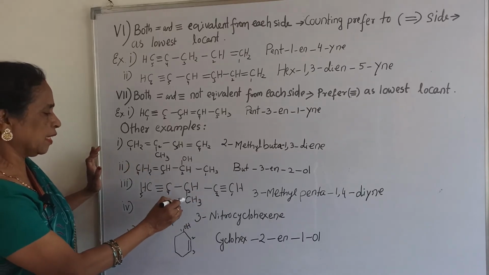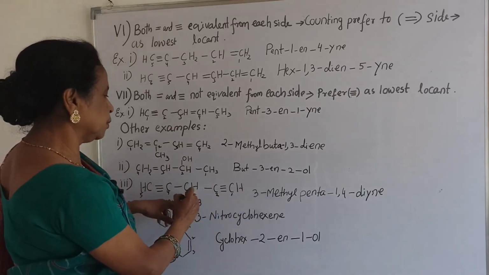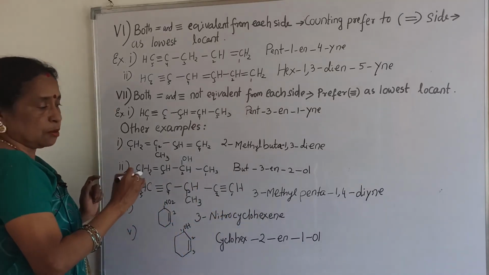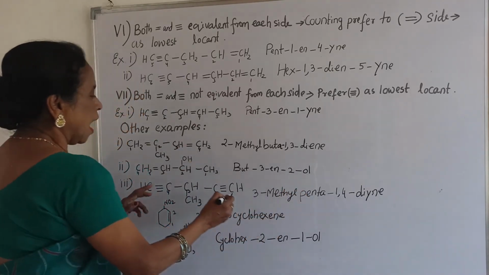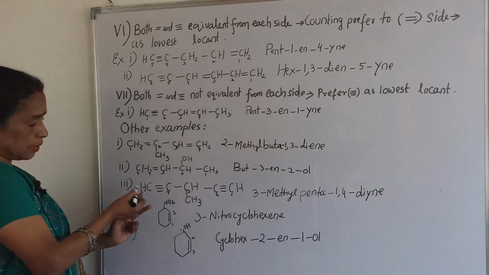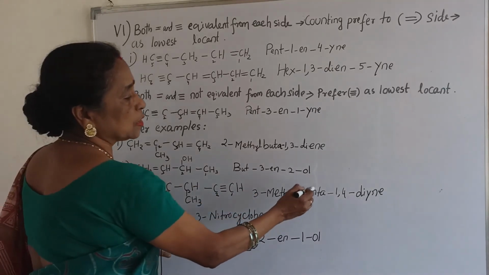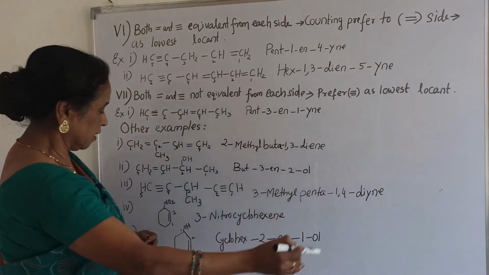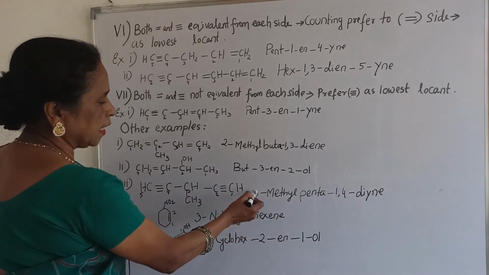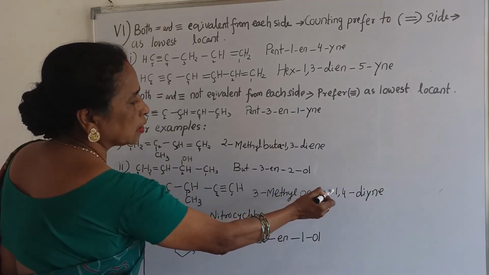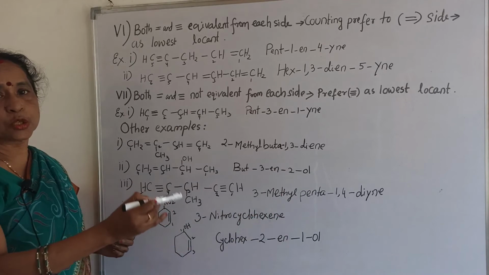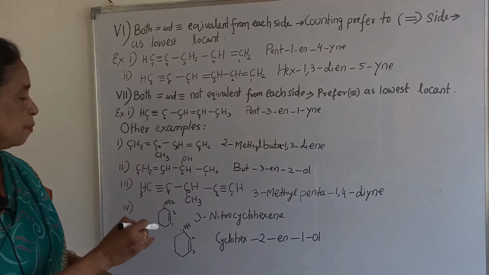So here what is the name? At the 3 position there is a methyl group, 3-methyl, and the total carbon number is 5, so penta. After 1 there is a triple bond, after 4 there is a triple bond, so it is 1,4-diyne. Clear now? 3-methylpenta-1,4-diyne. Di means 2, yne means triple bond.